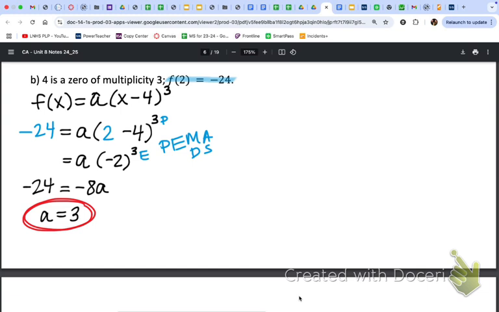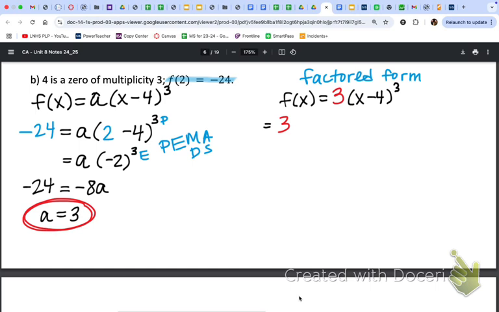First, you're going to write your factored form. Here he is, factored form. Factored form looks like this. F of x is equal to, what's our a value? 3. And then you have x minus 4 with a multiplicity of 3. If you're going to expand it, that means you now have to put x minus 4 how many times? 3. And you guessed it, you're going to have to do a lot of multiplication again.